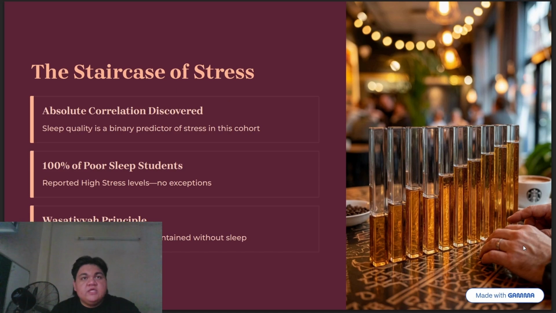Now we're moving from the physical threshold of caffeine and we must address the psychological cost, and to measure this we have developed the staircase of stress. So in designing this view we applied the level of visual encoding from Munzner's nested model, and we specifically chose a 100% stacked bar chart to uphold the principle of Adil. So by normalizing the bars to 100%, we can ensure what we call a fair comparison across the cohort and prevent the different sizes of student groups from biasing our visual conclusion.